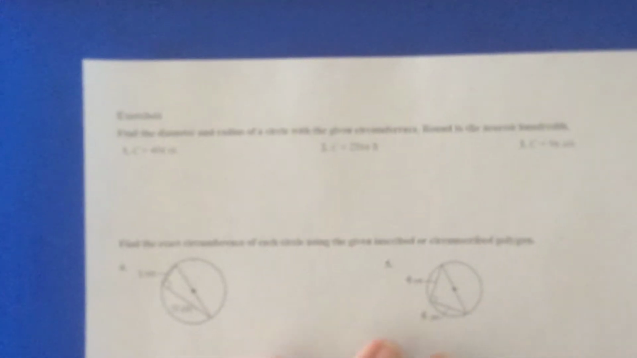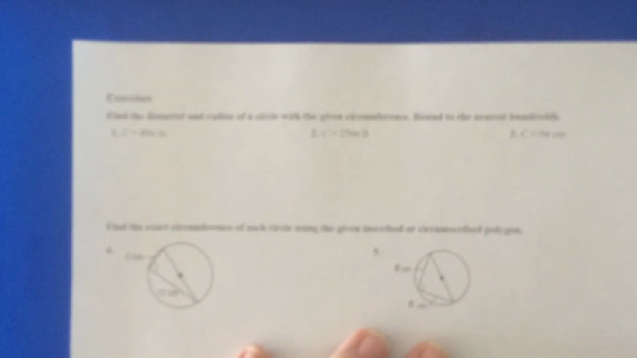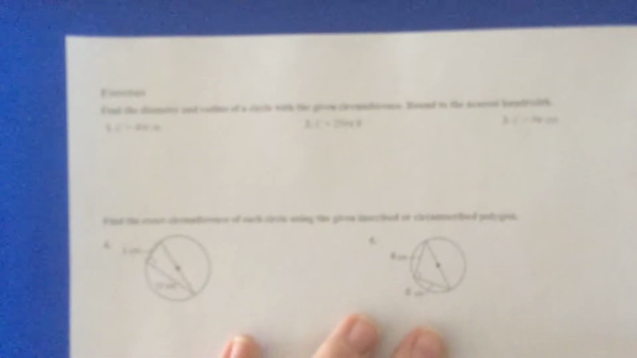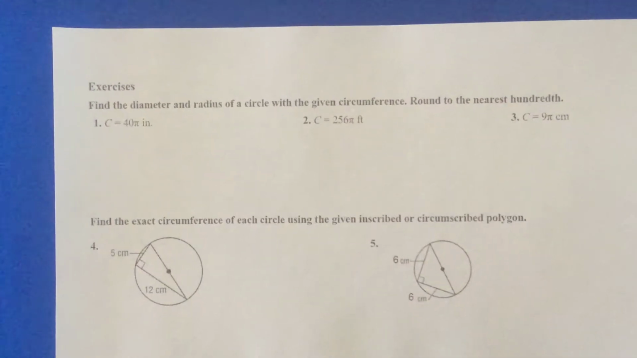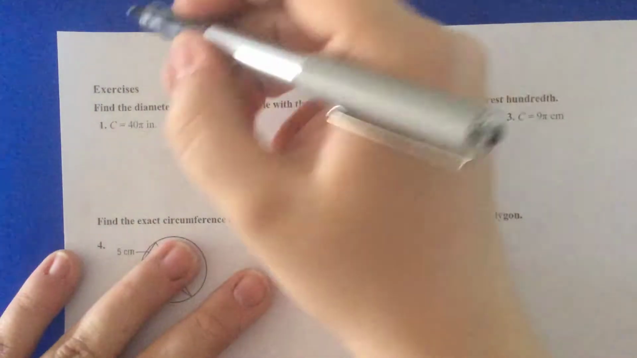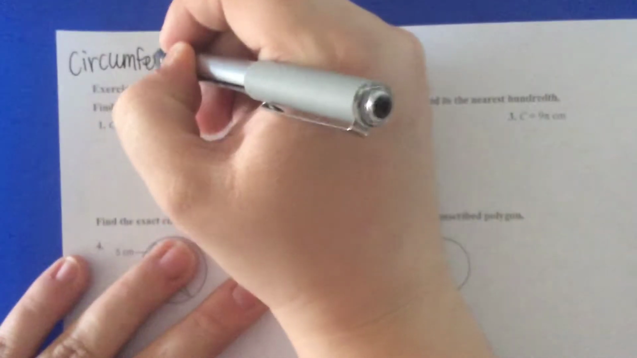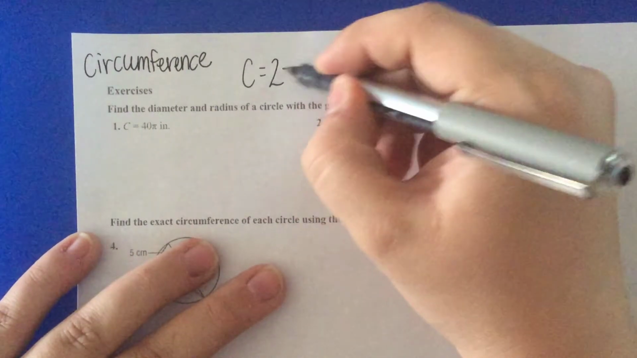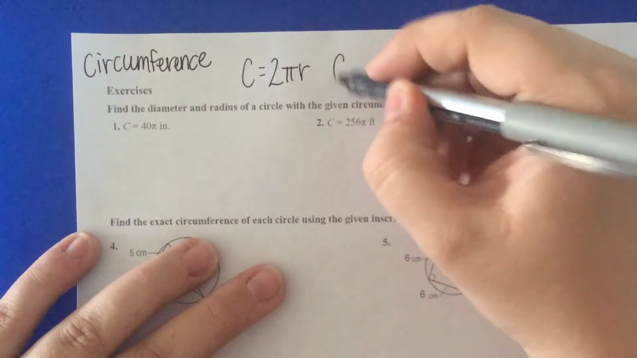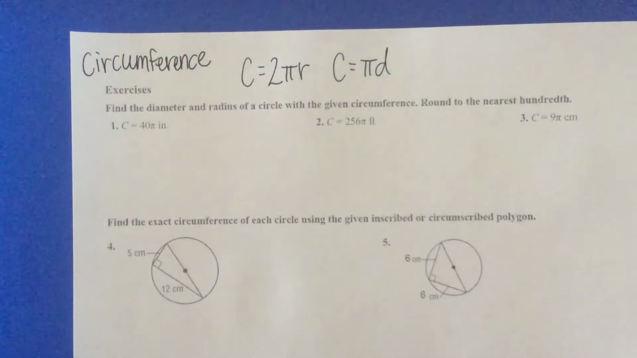Now, as we look at our examples, if it decides it wants to focus for us. Here we go. We know, again, that we have circumference. We're just talking about circumference on these examples, and our circumference formulas are c equals 2 pi r, or circumference equals pi times the diameter.